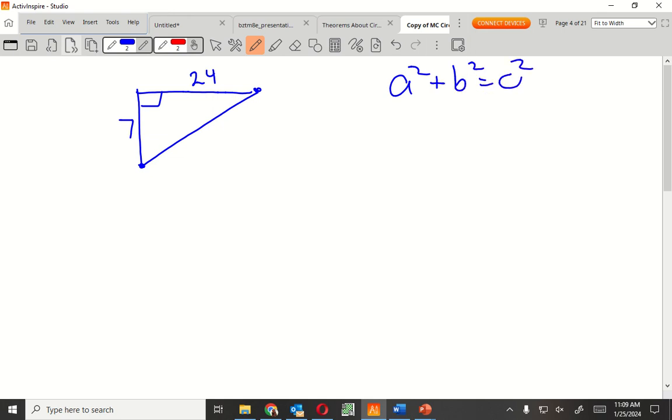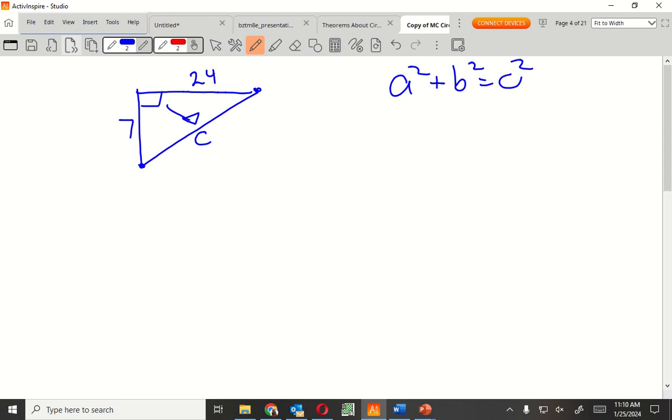Do you guys remember any of that? Yeah. You guys had a little bit of it last semester, right? So Pythagorean theorem, a squared plus b squared is equal to c squared. Now, I am going to do the math for you to help you out. So in this case, c is always my hypotenuse. It's always the side directly across from the right angle.